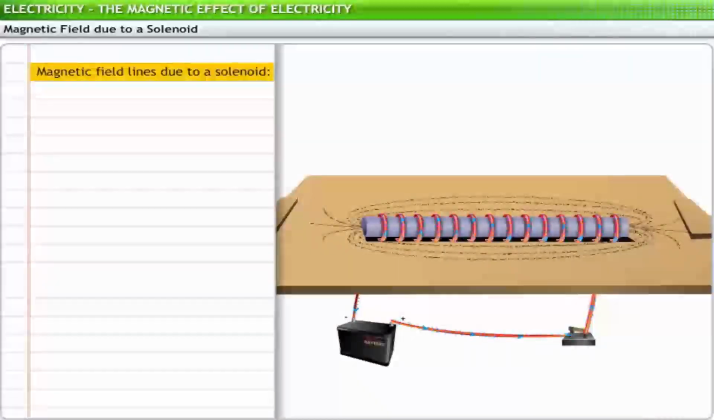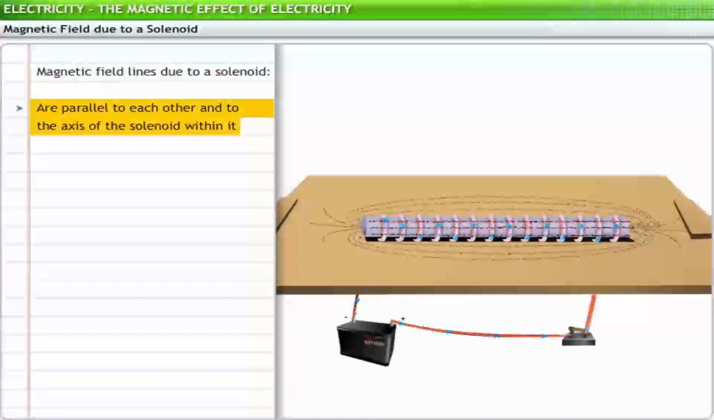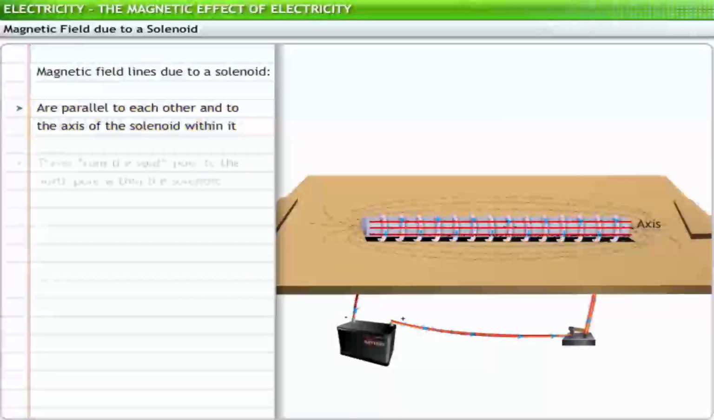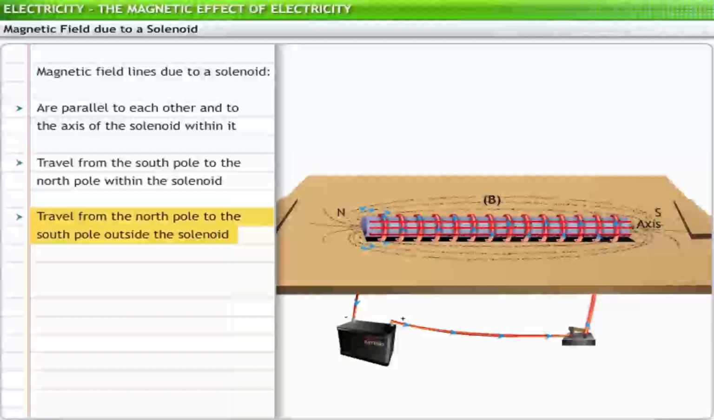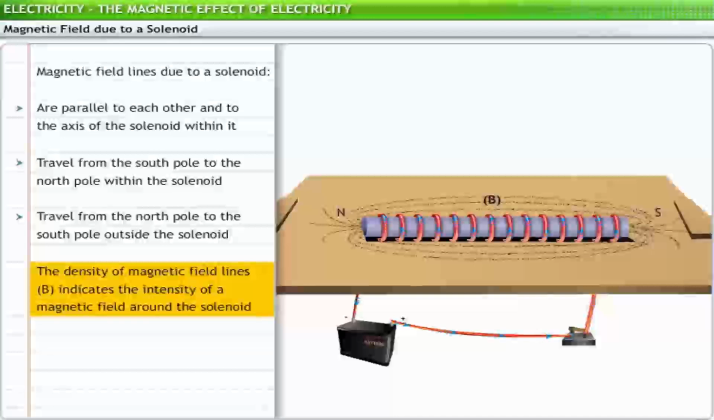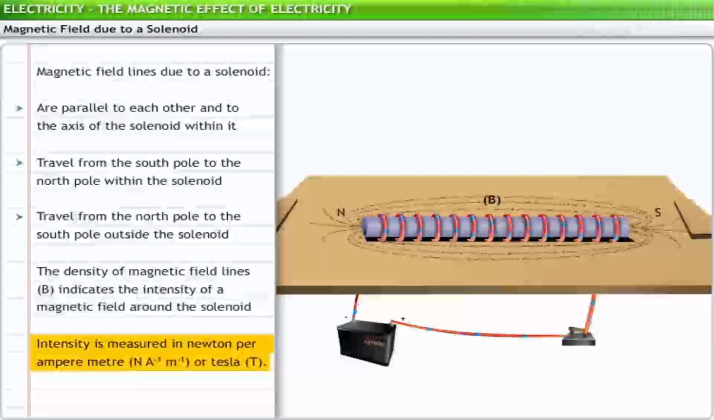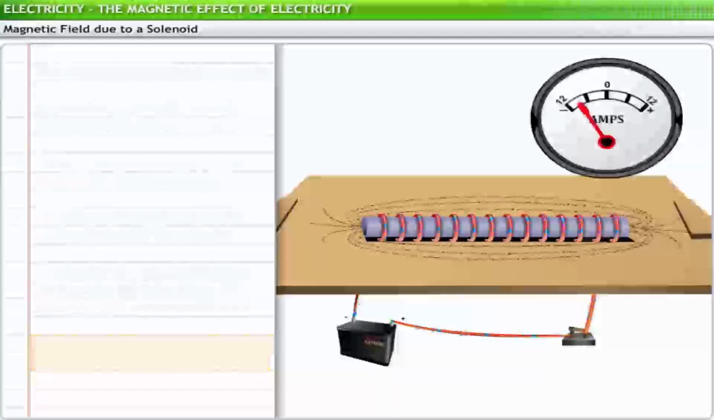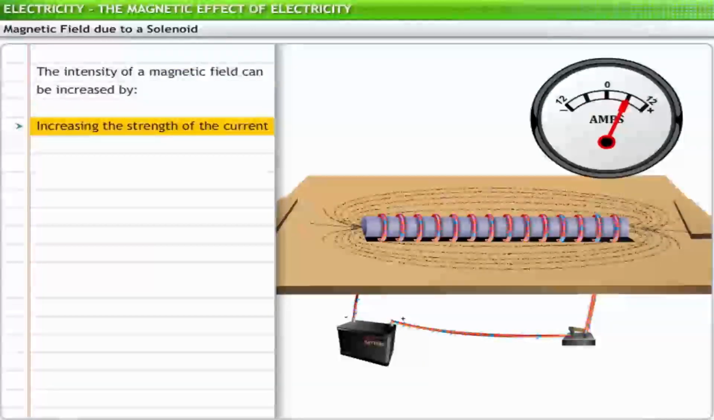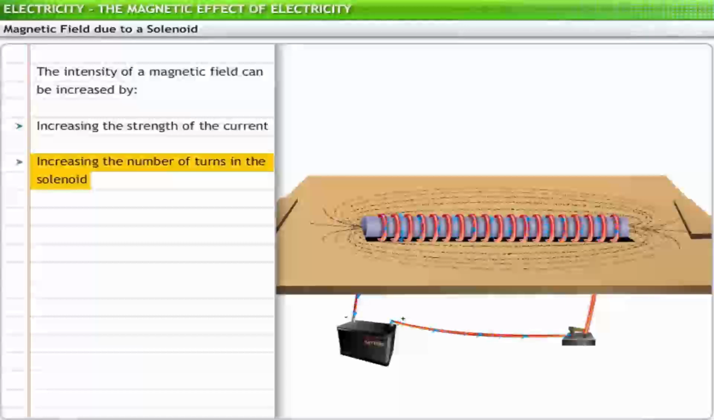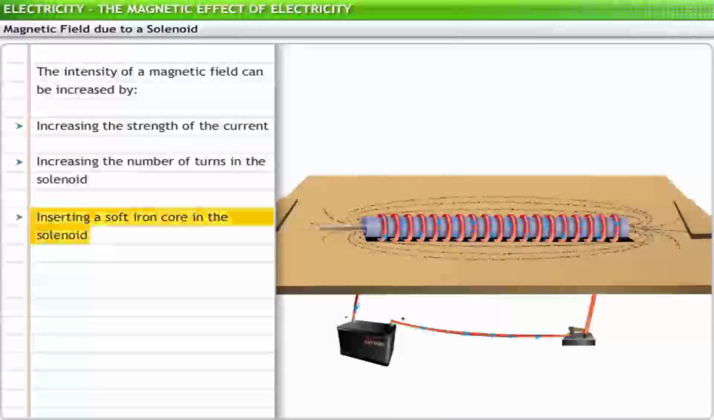Magnetic field lines due to a solenoid are parallel to each other and to the axis of the solenoid within it, travel from the south pole to the north pole within the magnet, and travel from the north pole to the south pole outside the magnet. The density of magnetic field lines indicates the intensity of a magnetic field measured in Newton per ampere meter or Tesla. The intensity of a magnetic field can be increased by increasing the strength of the current, increasing the number of turns in the solenoid, or inserting a soft iron core in the solenoid.